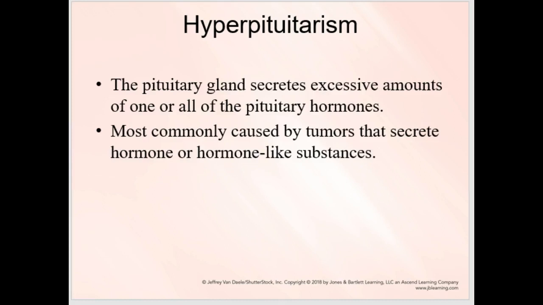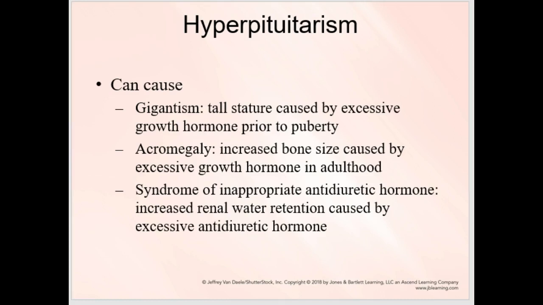Hyperpituitarism is going to be obviously when we're going to release too much of the pituitary hormones. We can also have tumors that secrete this hormone or hormone-like substances. We looked at this with the increased release of ACTH with lung tumors, for example. This can lead to issues such as gigantism, acromegaly, and SIADH, which we spoke about previously in renal.